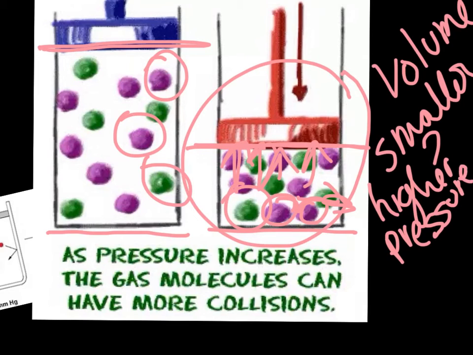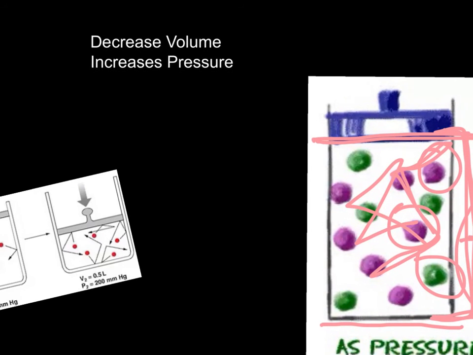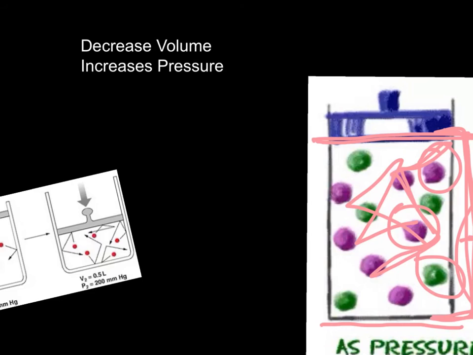Because when they're all stuck together, that makes them smack the walls of the containers more often. Whereas when they have a larger volume, they have more room to move around before they're going to hit the wall of their container. So as we can read down here, as pressure increases, the gas molecules can have more collisions, okay? And pressure is increasing because volume is getting smaller. So if we look here, a decrease in volume will increase pressure.